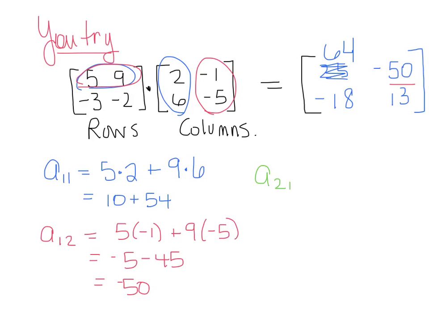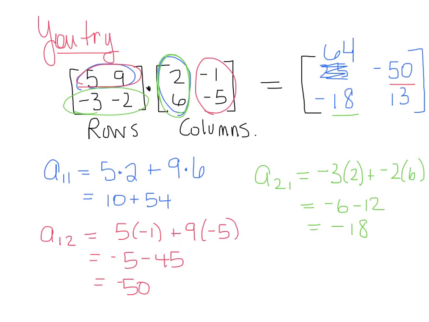Let's try this one. I need the second row with the first column. Okay, so I'm working on the greens. I'm going to take negative 3 times 2, and I'm going to add it to a negative 2 times 6. And that gives me negative 6 minus 12. That gives me negative 18. So it looks like I'm back on track here.